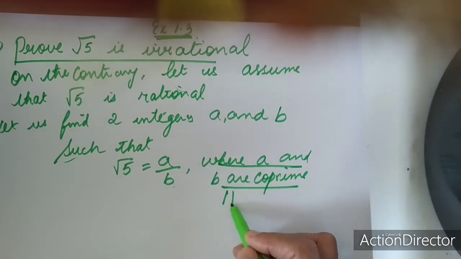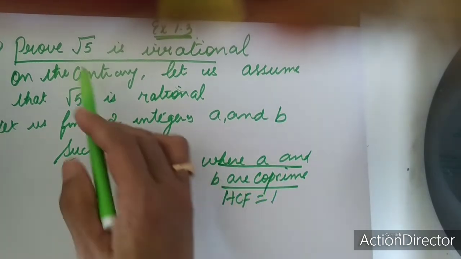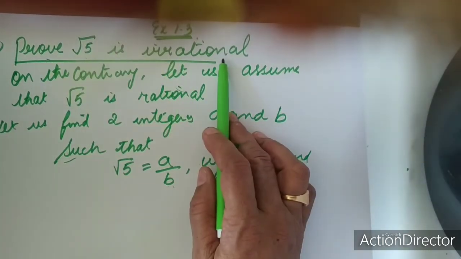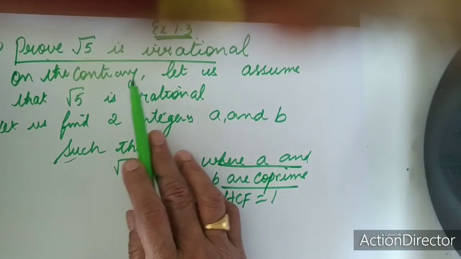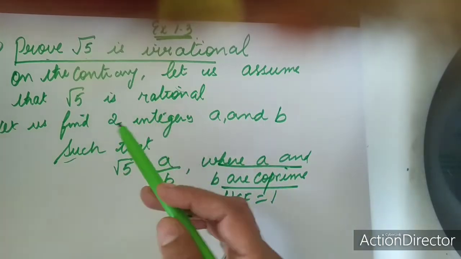HCF is equal to 1. I'll repeat once again. We have to prove root 5 is irrational. For that, on the contrary, we are assuming that root 5 is rational.